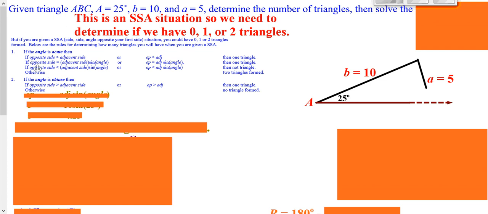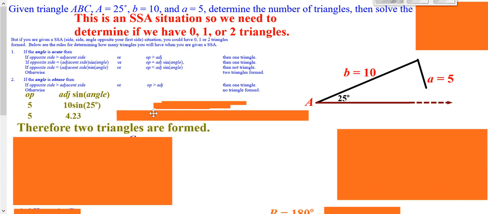These next two down both have opposite and adjacent sine of the angle. So I'll throw my opposite of 5 in, go adjacent of 10, sine of my angle. I don't know that, so I'll type this in my calculator. I get 5 and then 4.23. Obviously, it's not this one here where it has an equal sign. Our opposite of 5 is not less than this. So therefore, it's got to be the next one down, which is 2 triangles.